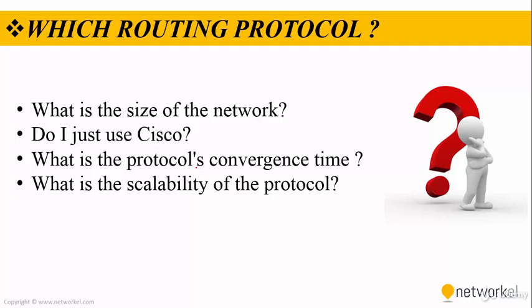So how do we choose which routing protocol we are going to use? The first thing we need to ask is, what is the size of our network? If it's a really small network, for example, we can use RIP. But if it's a huge network and it's our internal side, OSPF would be better, for example.